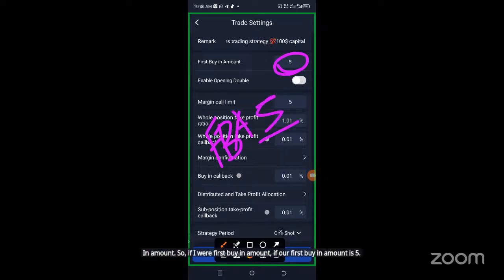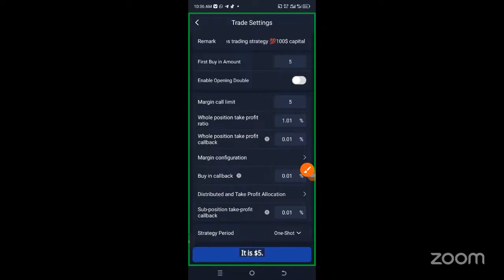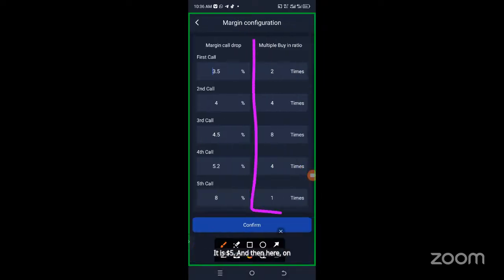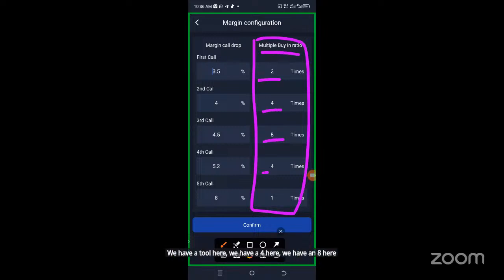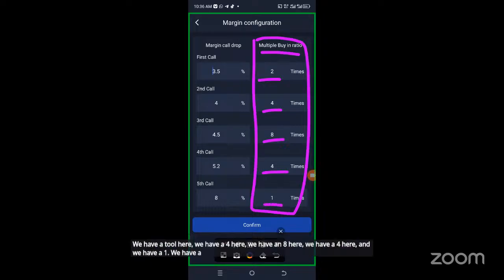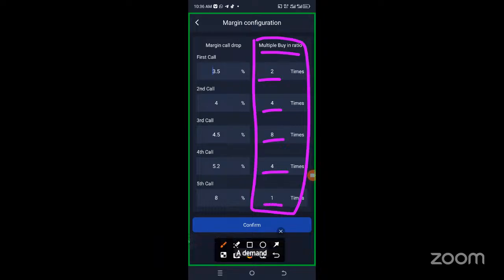5, it is $5. And then here on multiple buy-in ratio, we have a 2 here, a 4 here, an 8 here, a 4 here, and a 1 there. It means that when the market drops by 3.5, the robot is going to buy 2 times, which is 2 times 5, and this is 10. The robot adds in another $10.